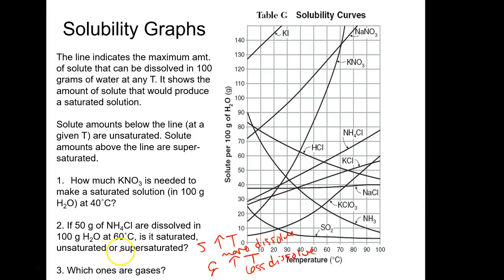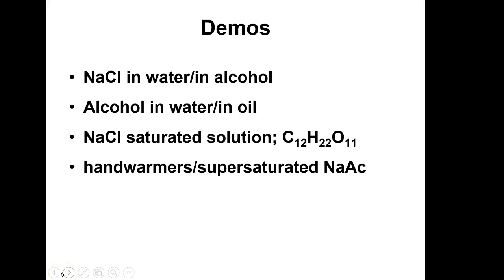So what you're looking for here, the ones that are gases, are the ones that decrease as temperature goes up. It looks to me like there are 3 of them that go down as the temperature goes up. So it would be SO2, HCl, and NH3 for the answers to that question, because they decrease in solubility as the temperature increases. So we'll do some demos for you and demonstrate what it looks like to see something supersaturated.